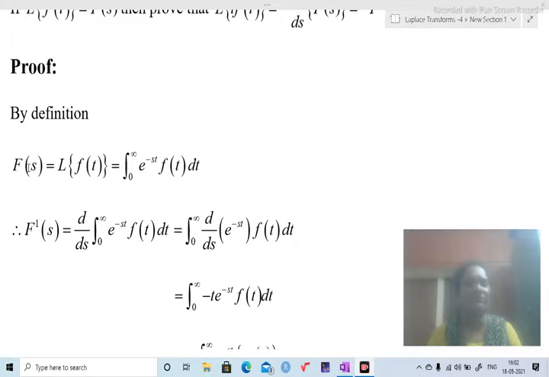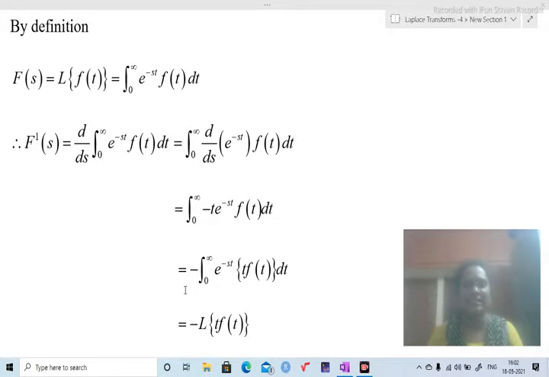Then F of s differentiation is F dash of s. Here you can observe d by ds of integration 0 to infinity e power minus st f of t dt. We know that this differentiation goes into integration. Now I am going to differentiate the terms which contain s only. E power minus st differentiation is e power minus st into minus st differentiation with respect to s means minus t is constant, for s is 1. Remaining f of t dt as it is.